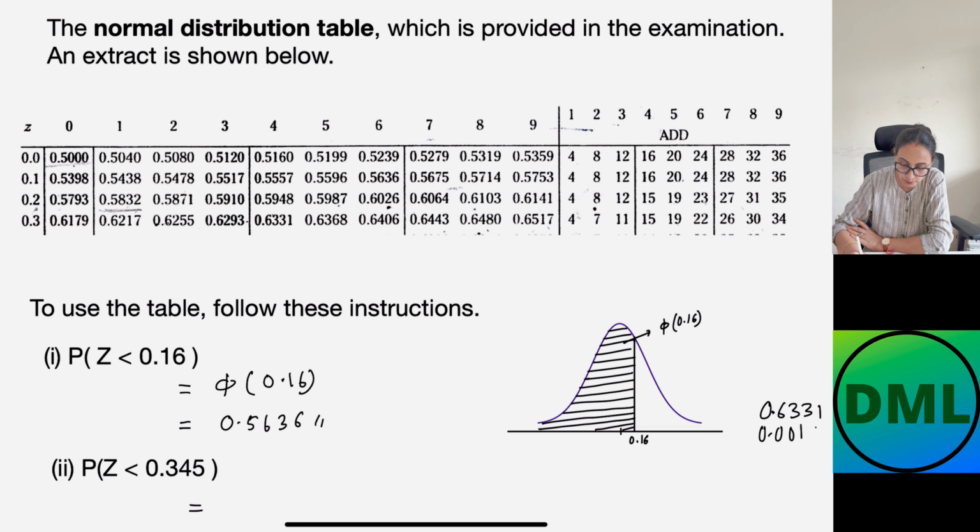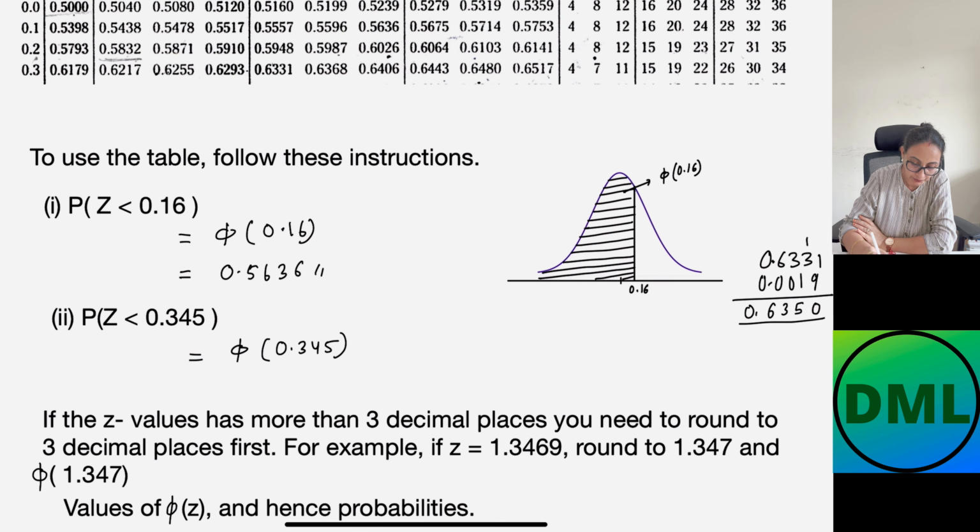0.0019. Let's add it. 9 plus 1 is 10. 0 here, 1 carry over. 3 plus 1 is 5. 3 plus 0 is 3 and 6 plus 0 is 6 and 0.635. Let's write down the answer here. This will be written as phi of 0.345. We are talking about the same part here and my answer is given as 0.6350. This will be my answer.